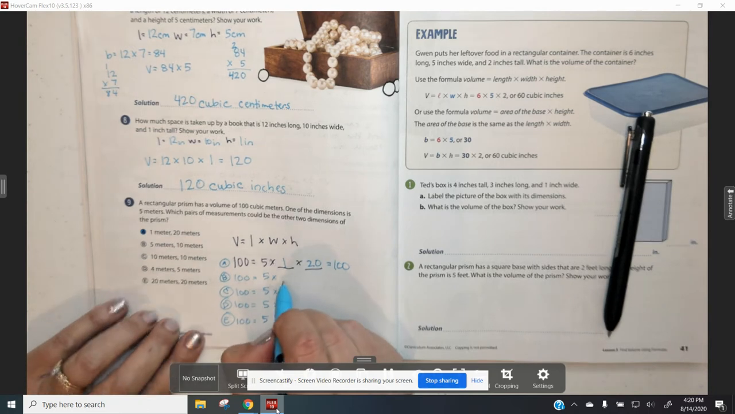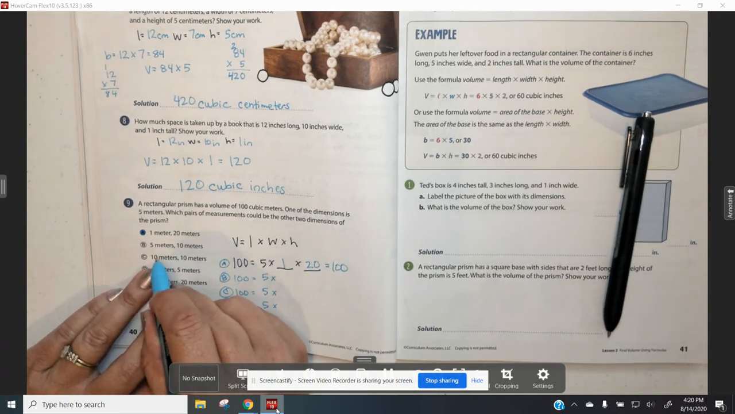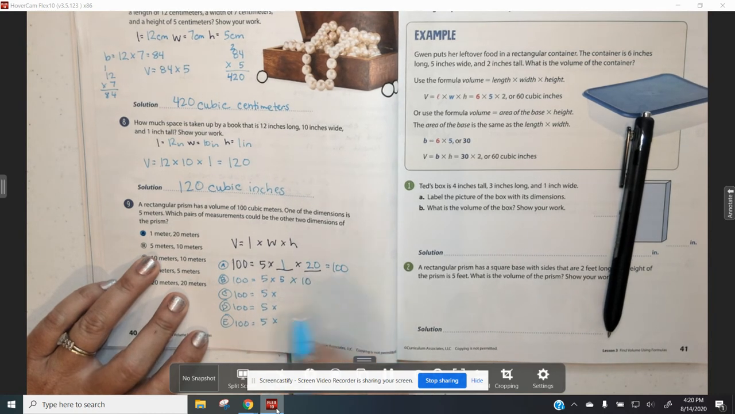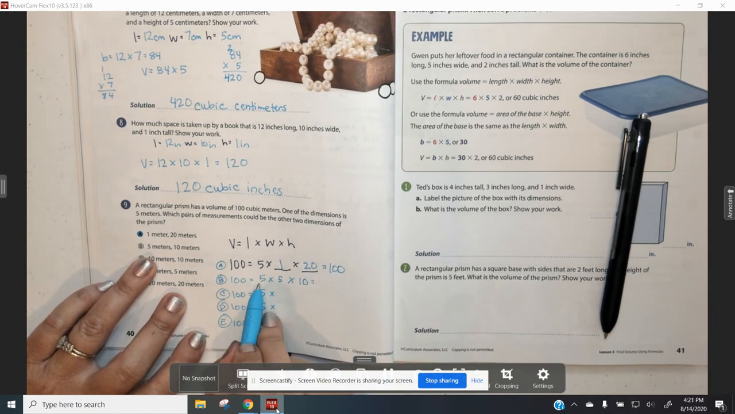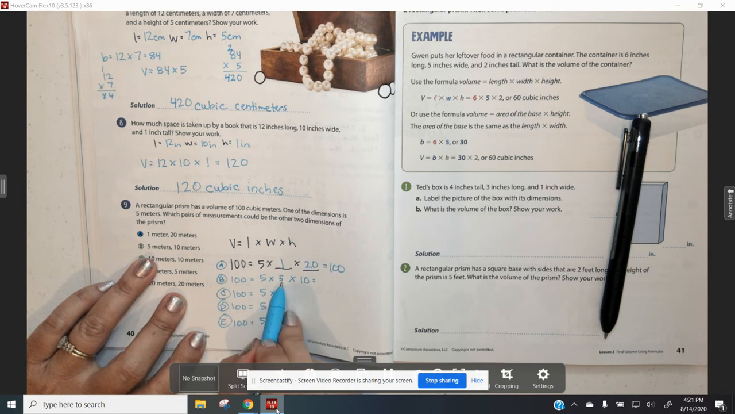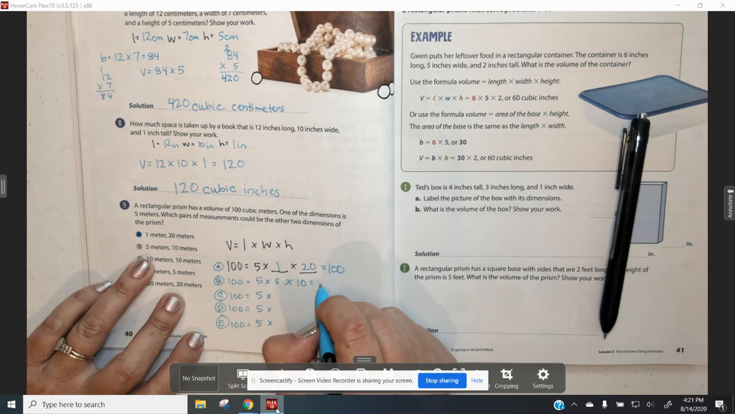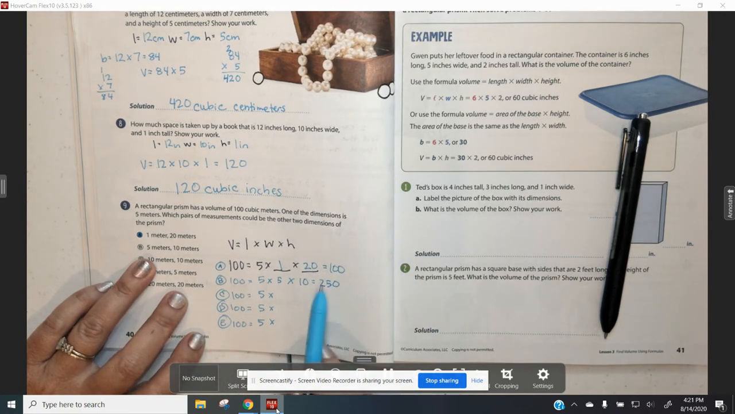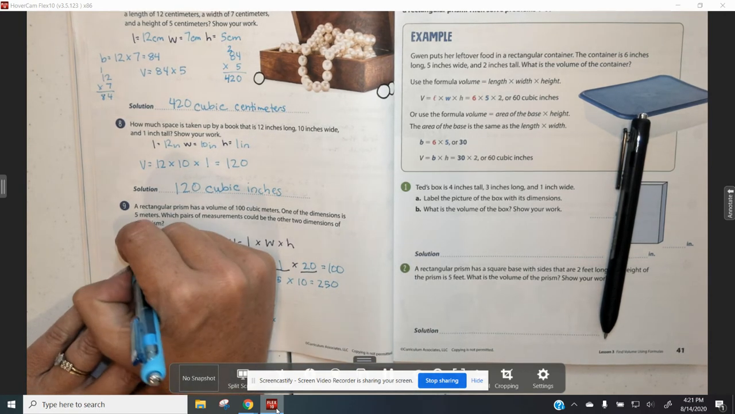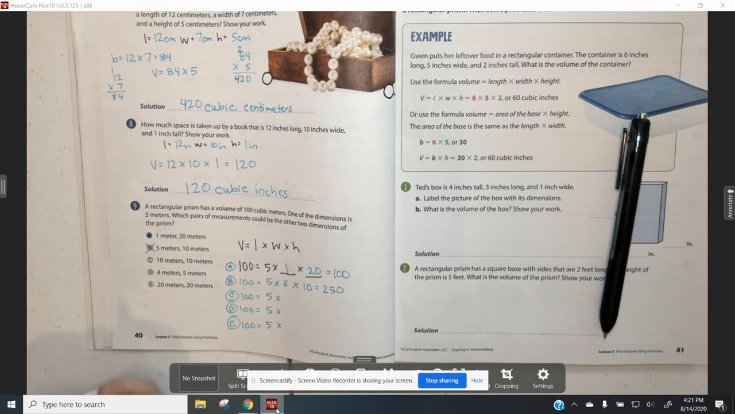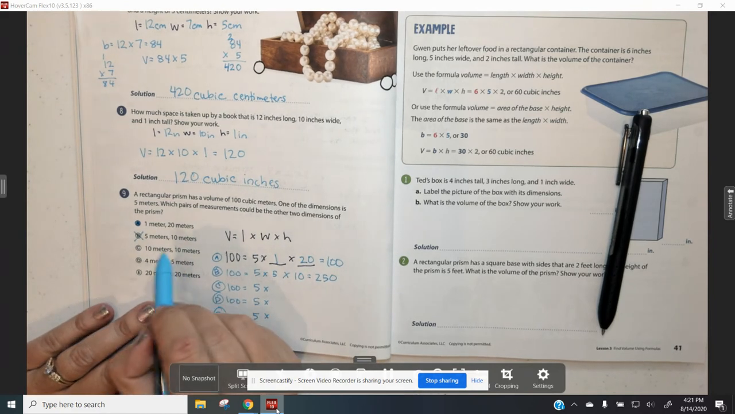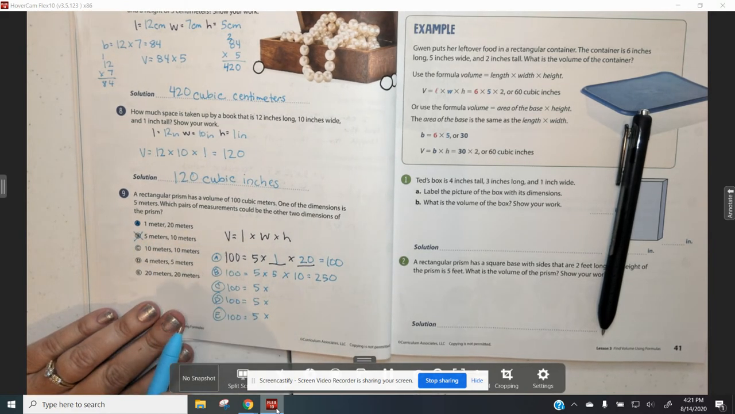Let's try B. 5 times 10. So 5 times 5 is 25. 25 times 10 is 250. Does that work? Is 100 equal to 250? No. So cross out your answer. I like to cross out my incorrect answers and fill in my correct answers so that I know that I went and checked to see if this answer worked or not.